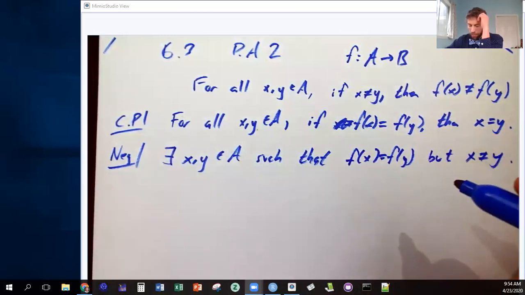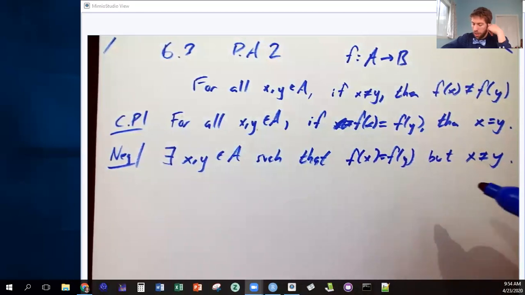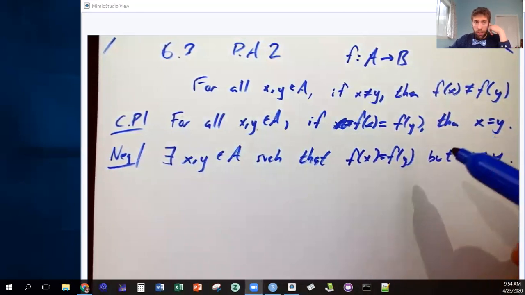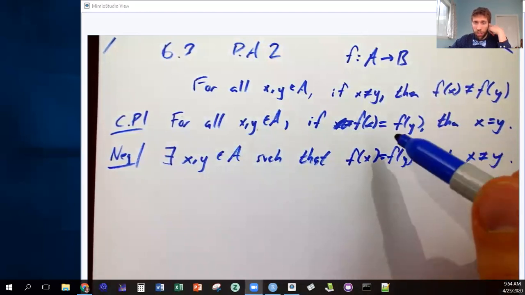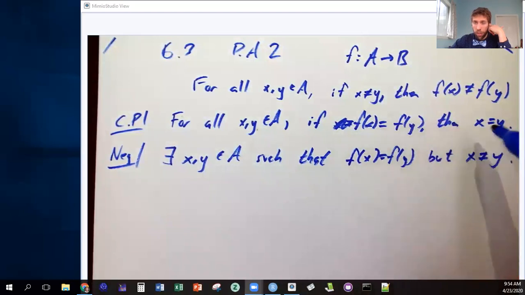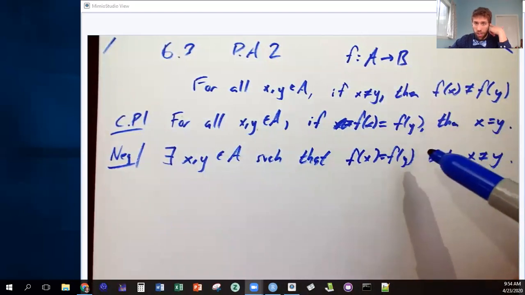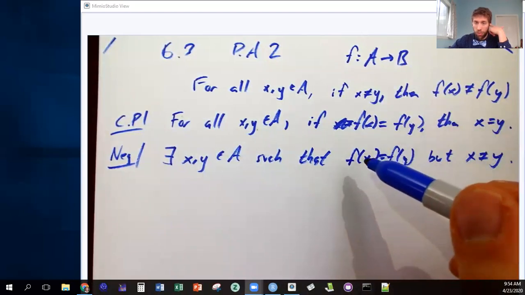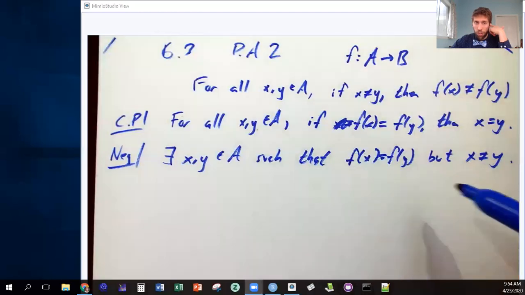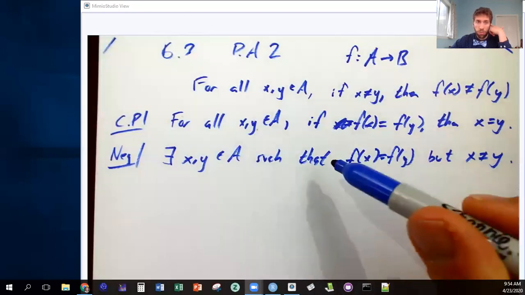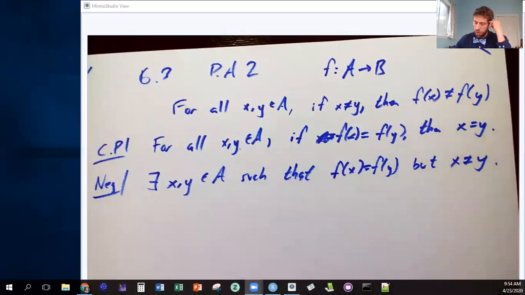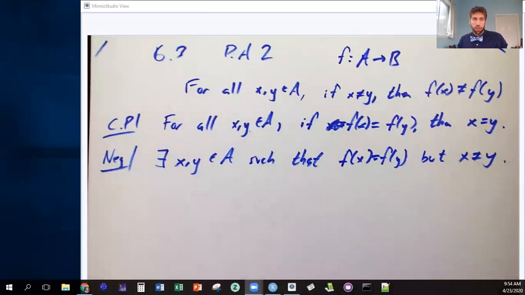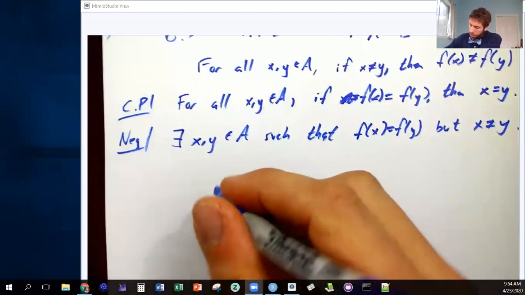You'll learn later on in this section, as you read, that this is the statement for a function being injective. To show a function is injective, it's best to use this statement. To show a function is not injective, it's best to find two actual elements such that this is true. Okay?